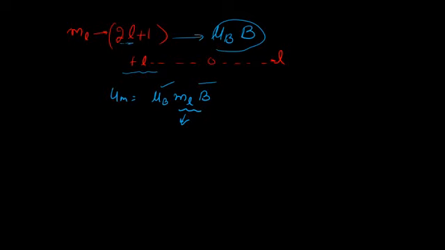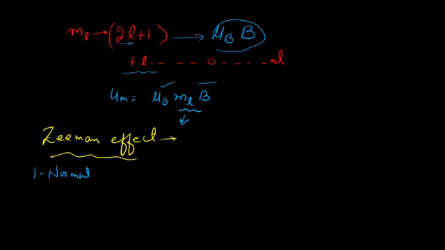As we have already explained, the Zeeman effect tells us about the splitting in the presence of a magnetic field. There are two different types of Zeeman effect. First is the normal Zeeman effect, and secondly there is the anomalous Zeeman effect.